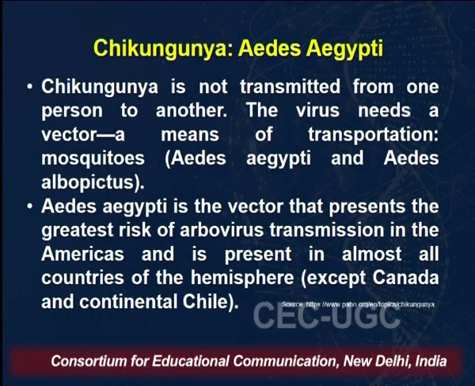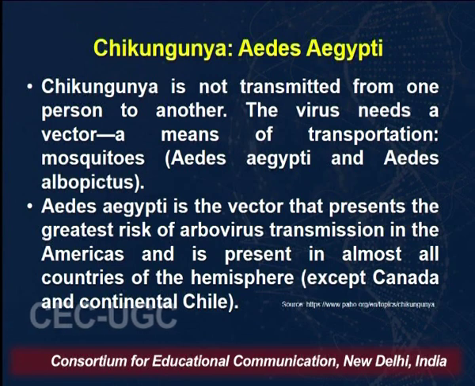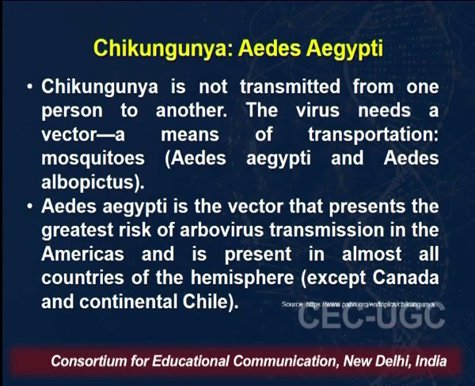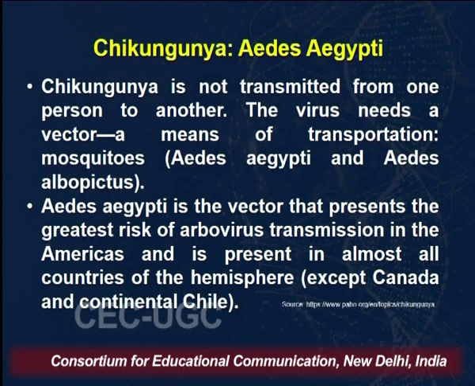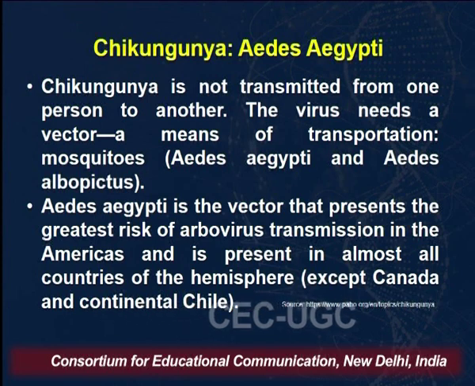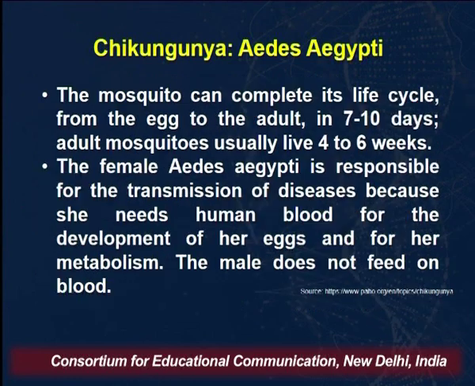Now, the virus needs a vector, which means it requires a transportation agent, which is the mosquito, either Aedes aegypti or Aedes albopictus. Aedes aegypti is the main vector and plays a very big role in the transmission of these arboviruses in the Americas and various other parts of the world.